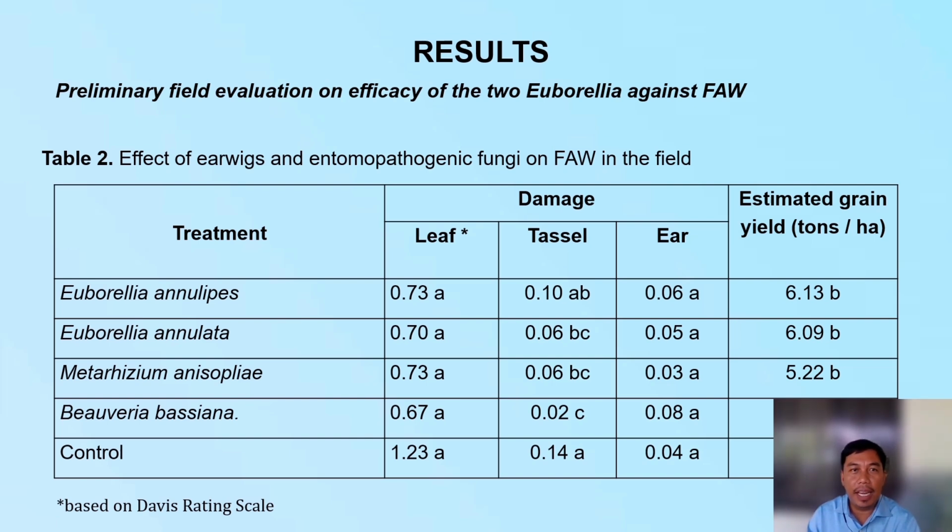The estimated grain yield for each treatment, E. annulipes, E. annulata, B. bassiana, and M. anisopliae were 26.13%, 25.31%, 13.37%, and 7.41% higher than untreated control respectively, which also correspond to higher income.